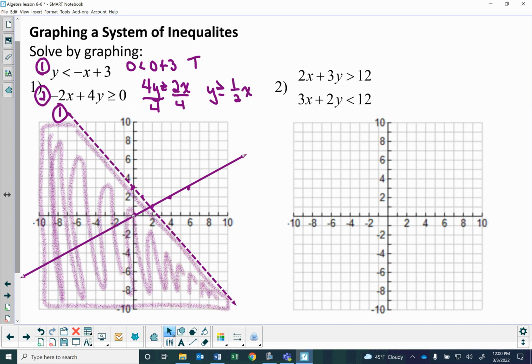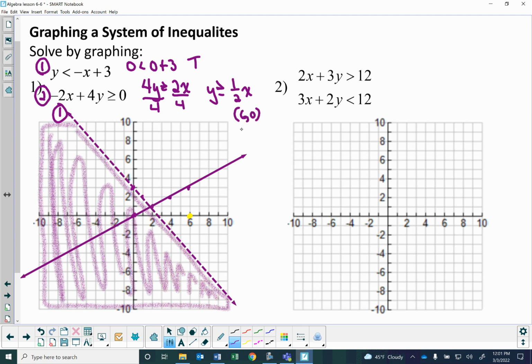There we go. To shade this one, I'm still going to use a test point, but I can't use the point (0, 0), because the graph goes through (0, 0). So I can choose any other point that is definitely not on the line, definitely above the line or below the line. And it's a little bit easier if you use something that has a 0 with it. So I'm going to pick the point (6, 0). That means x equals 6 and y equals 0. So that's the point I'm going to test.